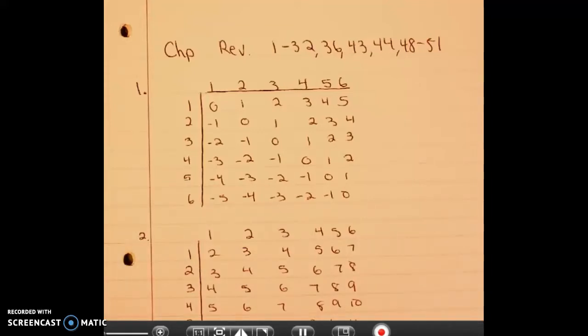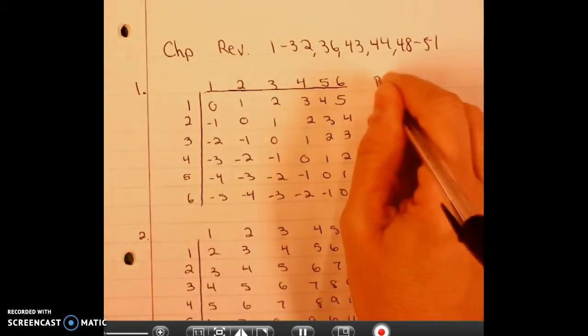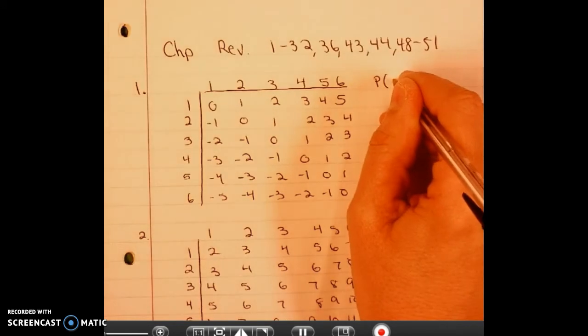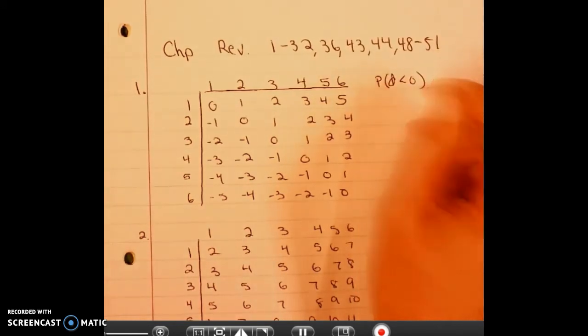Today I'm going to look at the chapter review, which starts on page 432. Make sure you're looking at the chapter review and not the self-test. So the first question, I already went and set up the table. It's looking for the difference between two dice when we throw two dice. So number one wants to know what is the probability that that difference is less than 0.